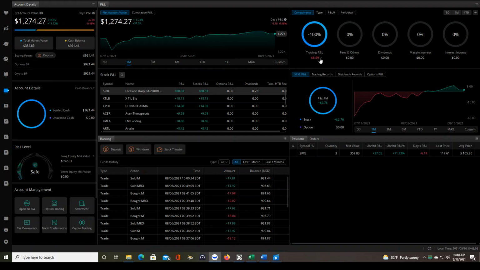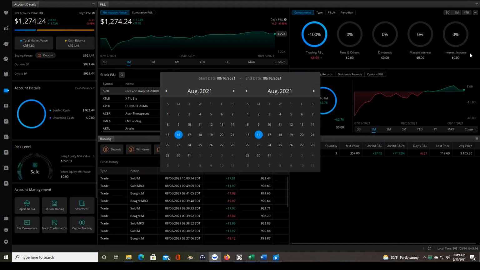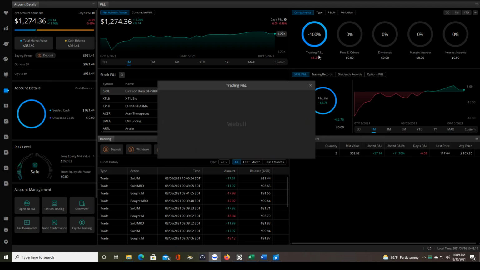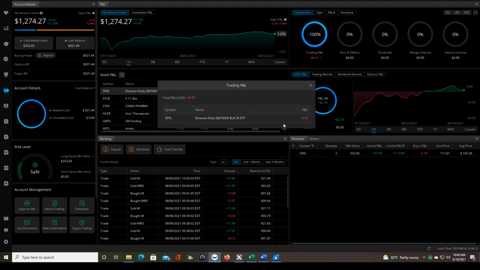So it may look like I'm red on the day here. That's all because of my swing trade with SPXL. It's pulling back today, and I am green on that trade, but obviously for today it's pulling back. So I can just show you that here, August 16th, and the trades, there's no trades for today. This is all SPXL, my swing trade.